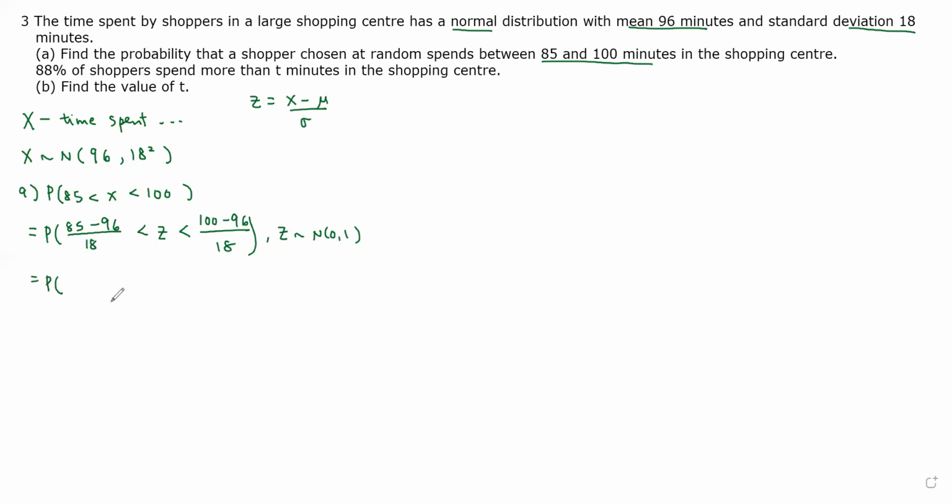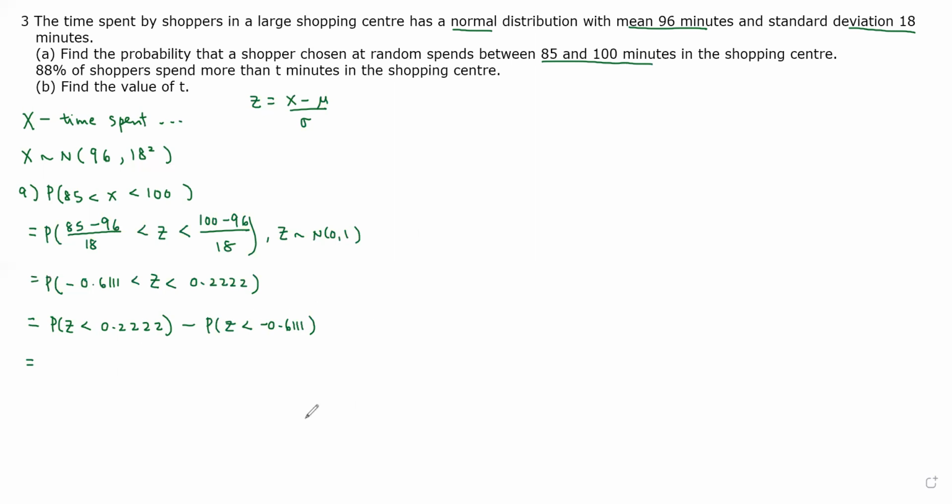This will give us the probability that Z is between negative 0.6111 and 0.2222. Okay, now, Z lies between these two values. So we have the probability Z less than 0.2222 minus the probability that Z is less than negative 0.6111.